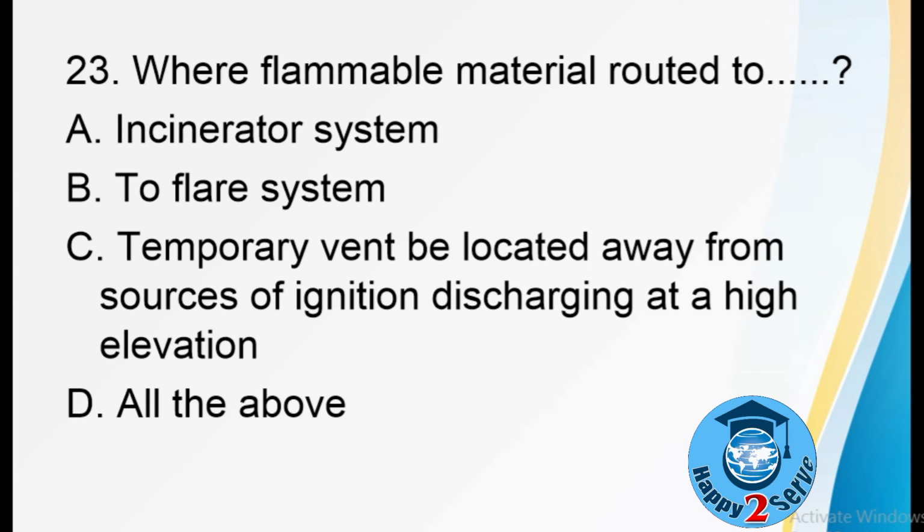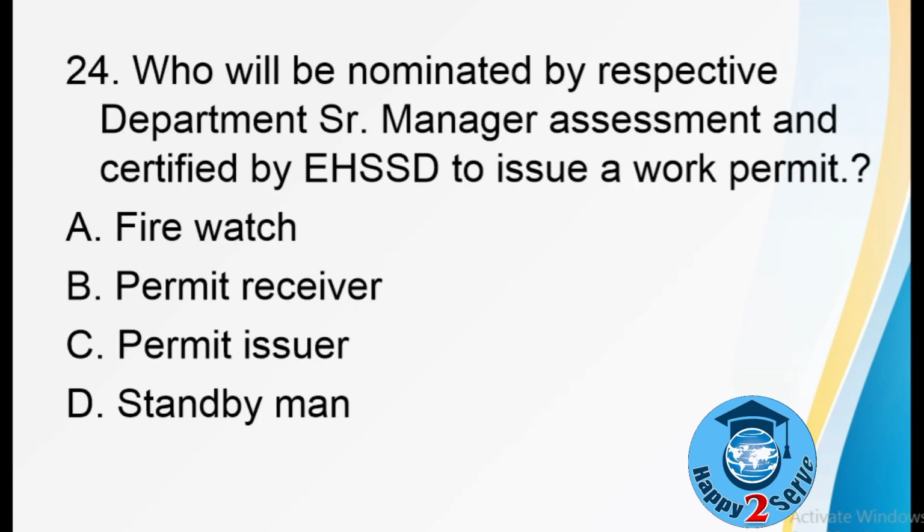23. Where is flammable material routed to? A. Incinerator system. B. To flare system. C. Temporary vent located away from sources of ignition, discharging at a high elevation. D. All the above. Answer: D. All the above.